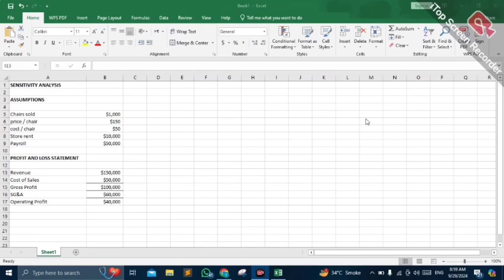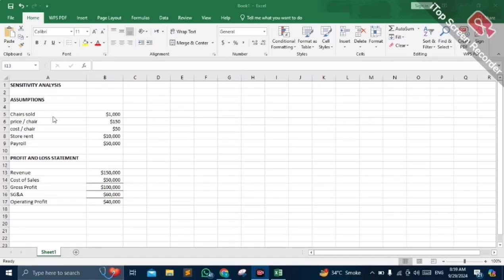So, first of all, I'm going to explain what sensitivity analysis is. Sensitivity analysis is basically a technique used to determine how different values of an independent variable affect a particular dependent variable under a given set of assumptions. It's common in financial modeling, risk analysis, and decision-making processes to assess the uncertainty and potential outcomes of a decision or investment. I'm going to show you how it works.